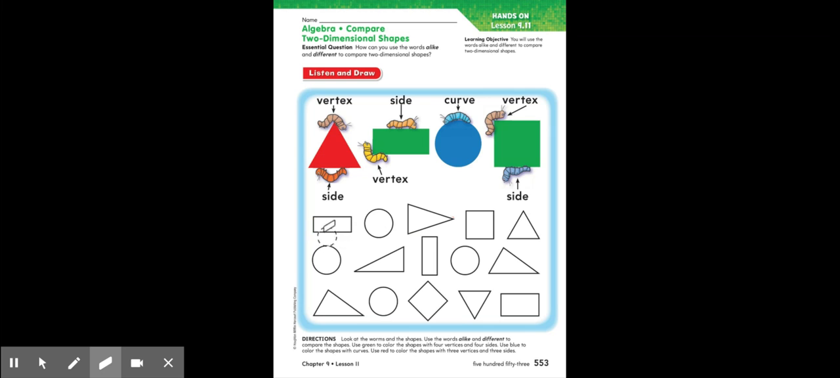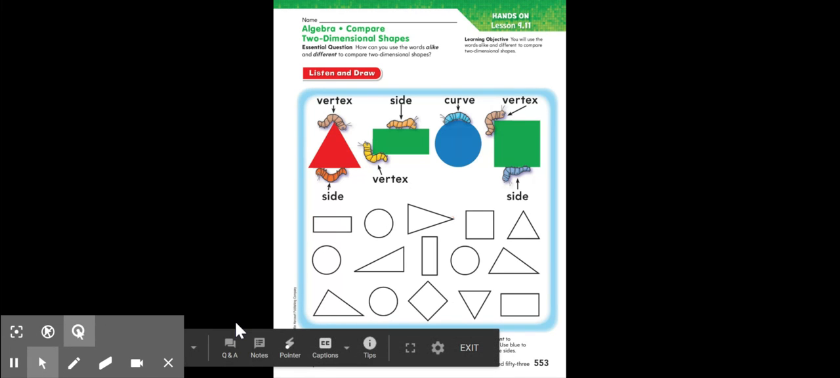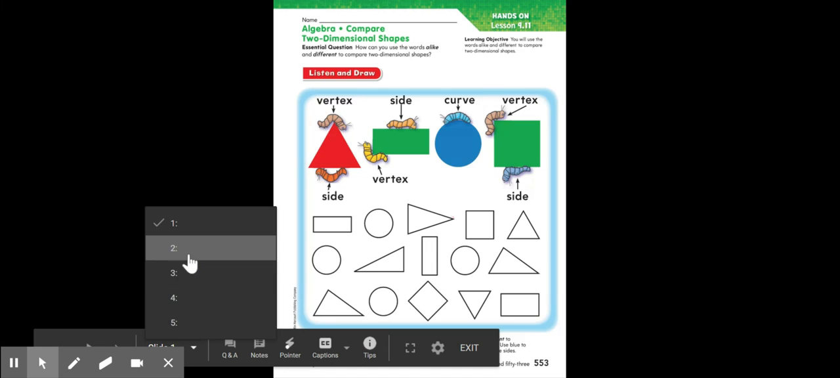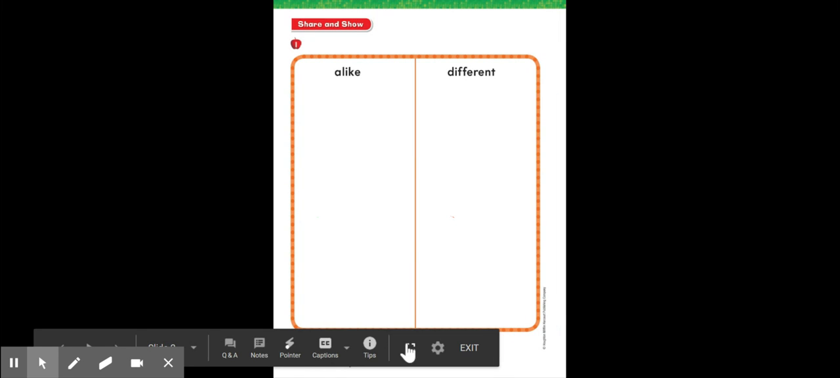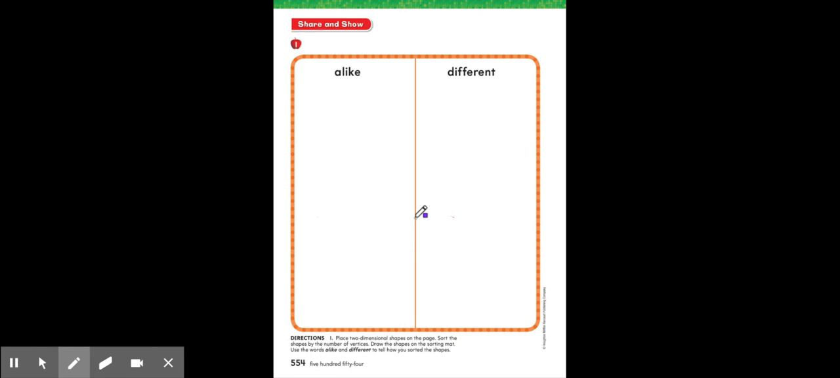All right. Moving on to page number 2. So, just like we did before, we are going to compare shapes that are alike and that are different. Now, I'm going to choose first to sort my shapes that have 4 sides in the alike column. Shapes that do not have 4 sides will go in the different column.